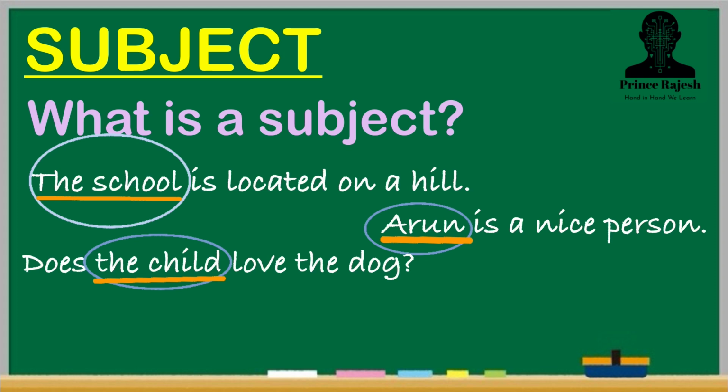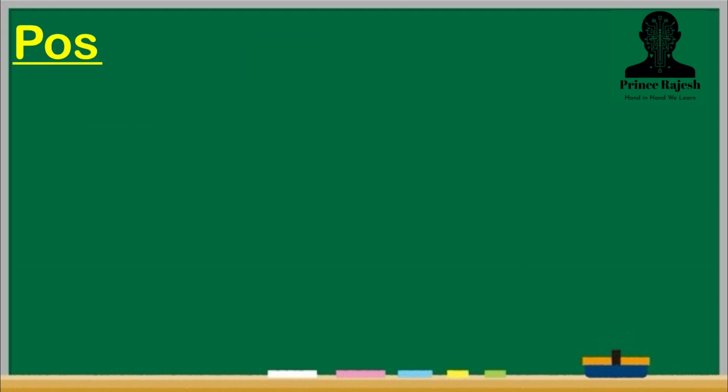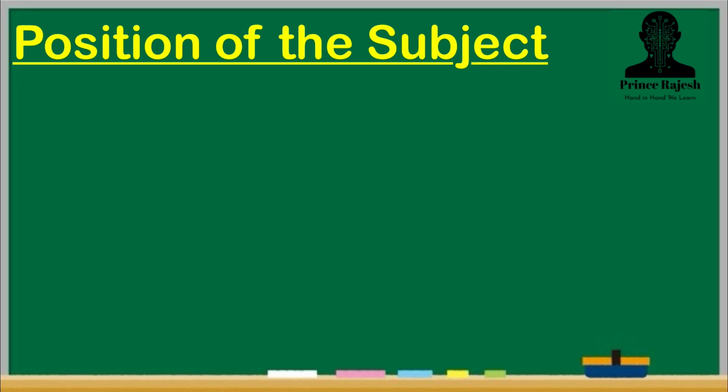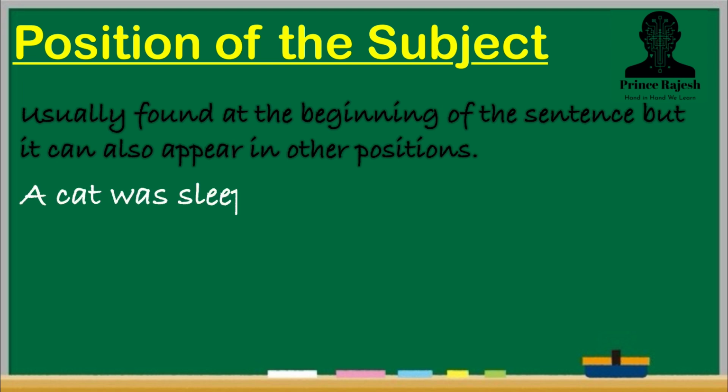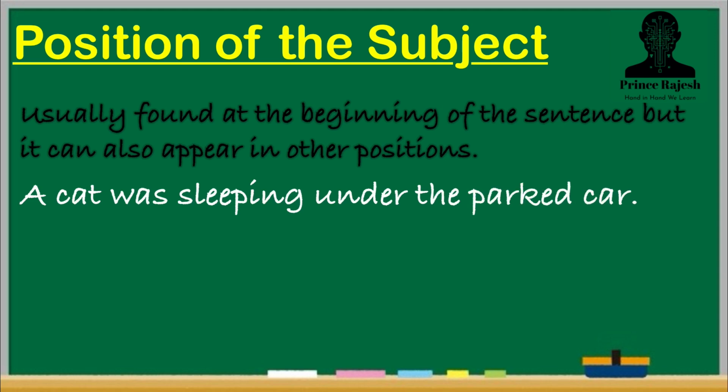Now let's see the positions of subject. Position of the subject. The subject is usually found at the beginning of the sentence, but it can also appear in other positions. Let's see an example with subject at the beginning of the sentence. A cat was sleeping under the parked car. Here the sentence is telling something about the cat, so a cat is the subject in this sentence.